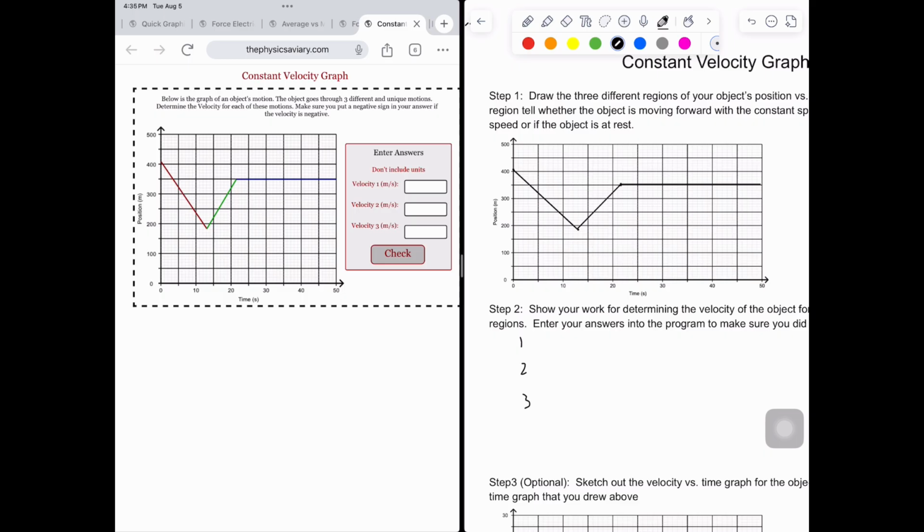Okay, so I'm going to take some time to find my velocities. You go ahead and take some time to find yours.